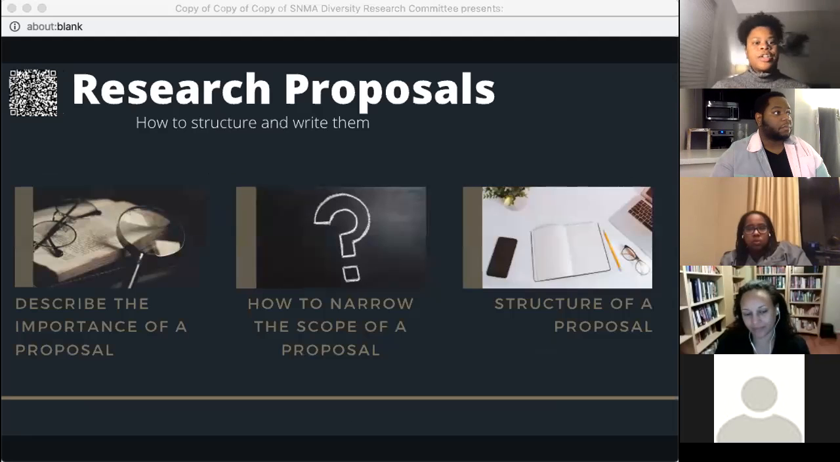Okay, research proposals: how to structure them and how to write them. The three major things we're going to talk about: I'm going to describe the importance of a proposal, tell you how to narrow the scope of your proposal, and then tell you the basic structure of a proposal. I'm leaving a couple of things out, because that would probably be something your mentor would want to do, but I want to give you some basic knowledge of the things you need to accomplish in order to do it.